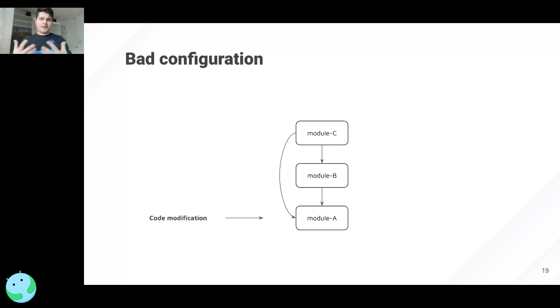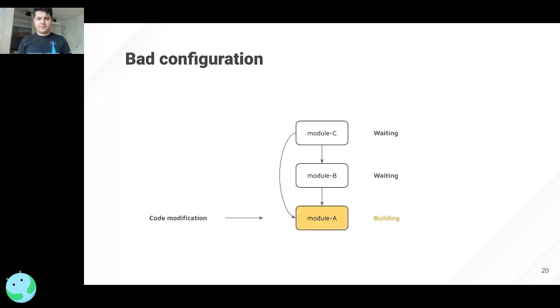So let's say we have module A, and we have module B that depends on module A, and we have module C that depends on module B, but also module C depends on module A. And let's imagine some use case where we're doing a code modification in module A, which changes the application binary interface of module A. So what happens in this case when we hit the build button, or type in a command for building the project?